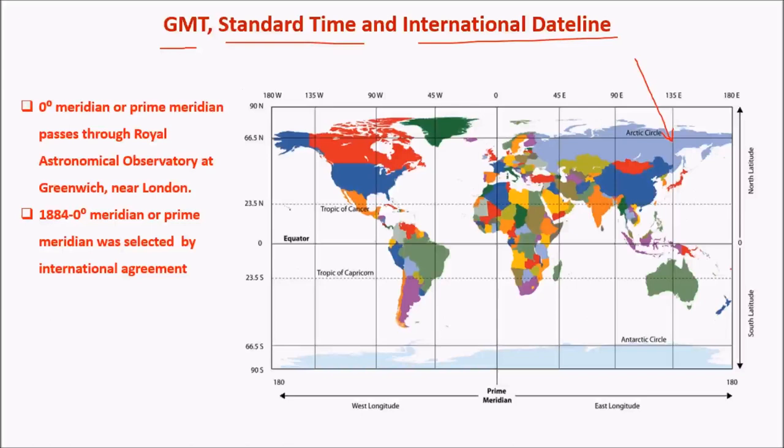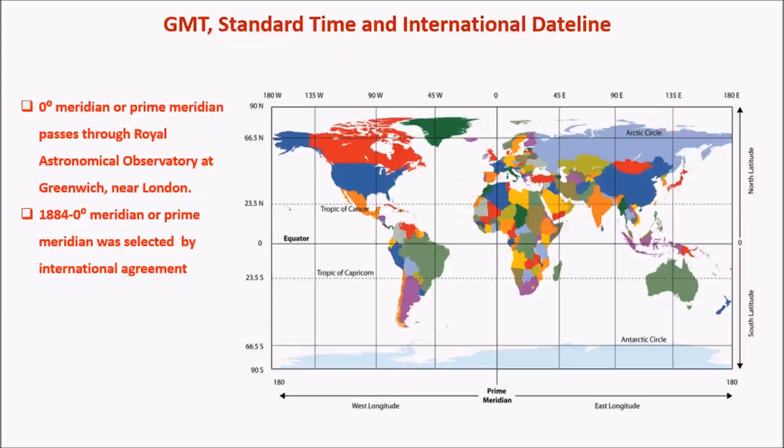So to bring in uniformity, the longitudes were first envisaged, and by using longitudes, we could determine time and date with respect to a certain location. And this location is Greenwich, that is the Prime Meridian, which passes through Greenwich in London. In 1884, it was decided that this line would be the Prime Meridian. As the British were ruling all over the world, they were dominant, and they got to decide which line would be the Prime Meridian, and they chose the one which passed through the Royal Astronomical Observatory, Greenwich, near London.